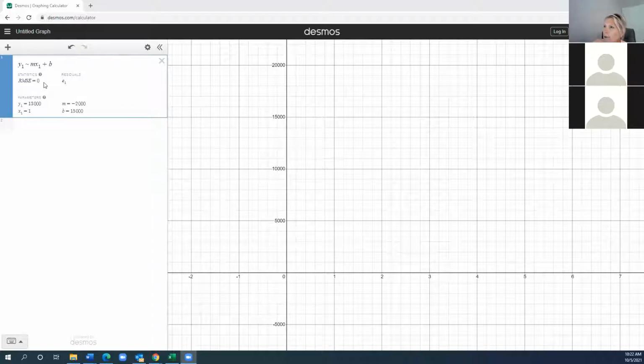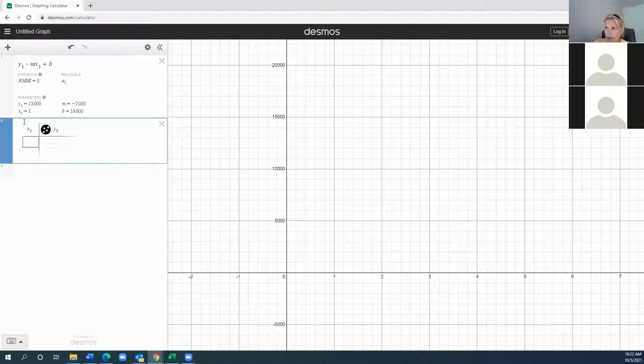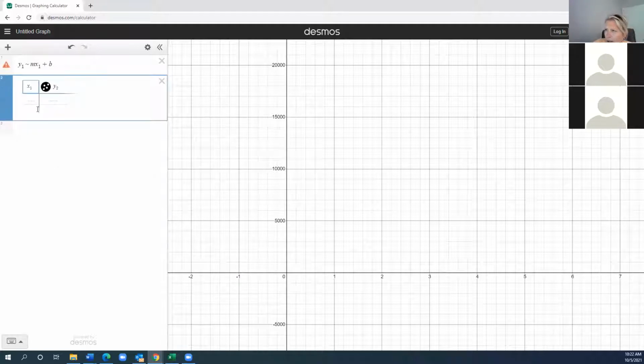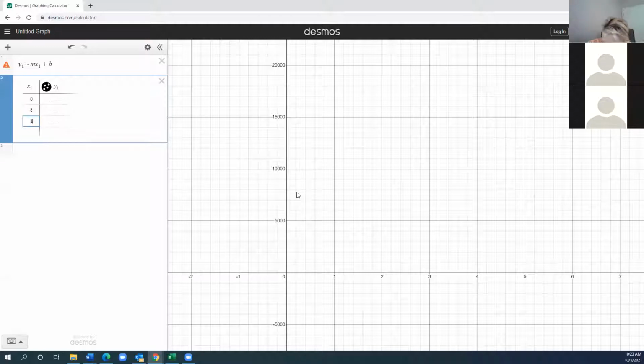So notice in my Desmos, I have that modeling thing that I had before. If you always have that available in your Desmos, it's going to be set up. Then I'm going to go up to the plus and say add a table. I'm going to make my table X1 and Y1. I'm going to put 0, 5, 10, and my table is going by 5, so we got to 30. And then we have to fill in our table.